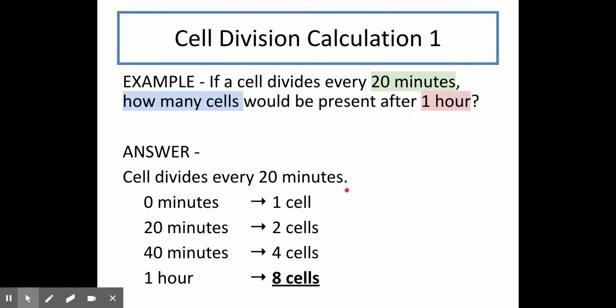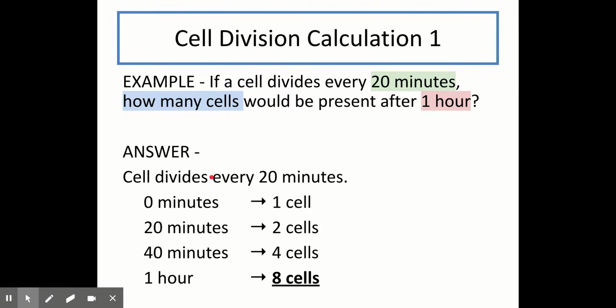The first 2 examples look at how you would calculate the number of cells if you were given the time. So in this example, it says, if a cell divides every 20 minutes, how many cells would be present after 1 hour? Now to work this out, I like to lay out my answers like this every time.